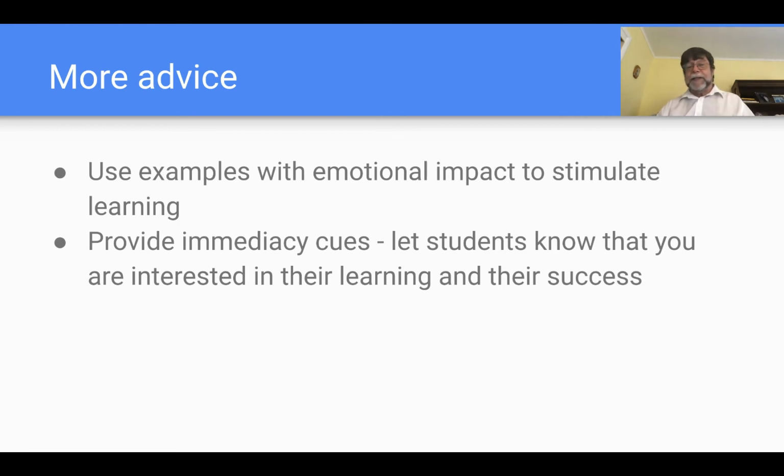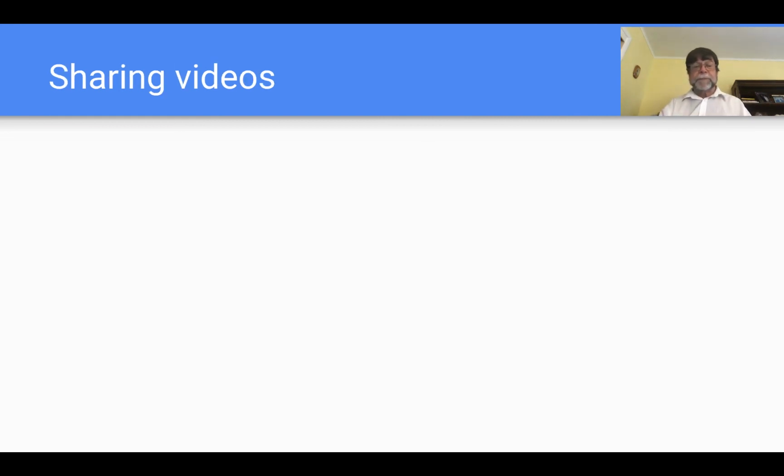Provide immediacy cues. Let students know you're interested in their learning and their success. Tell them that you're concerned about this issue because this is a common barrier, and let them know that you're there to help them and so forth. So talk about the problems they're likely to face and give them some strategies to address that. And let them know that you're supportive, you want them to be successful.